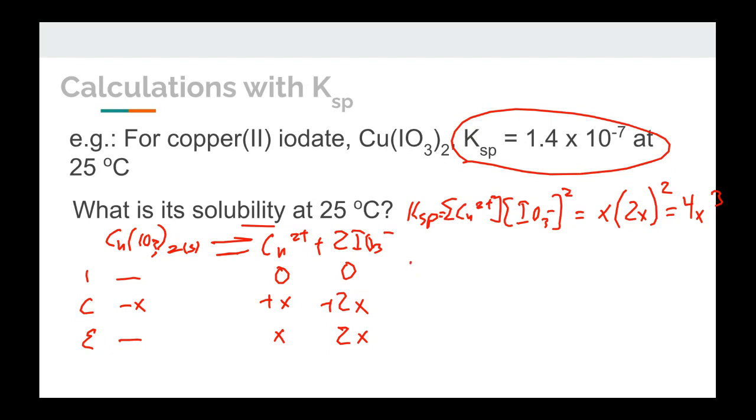So Ksp being 1.4 times 10 to the negative 7th, that's going to be equal to 4x cubed. Pretty easy to solve this. Divide both sides by 4, take the cube root, and that will give you your value of x. x is 0.0033, and that's the moles per liter that will dissolve at that temperature.